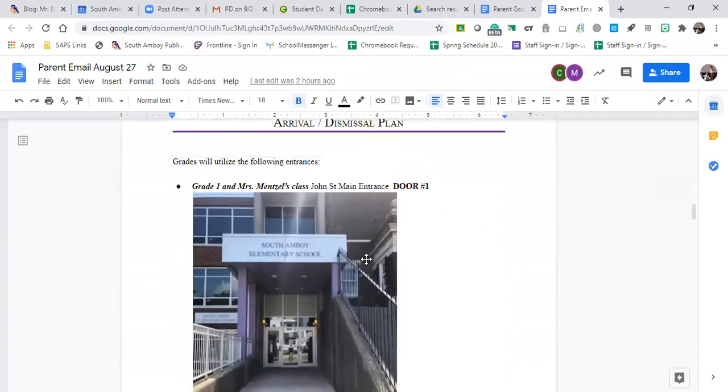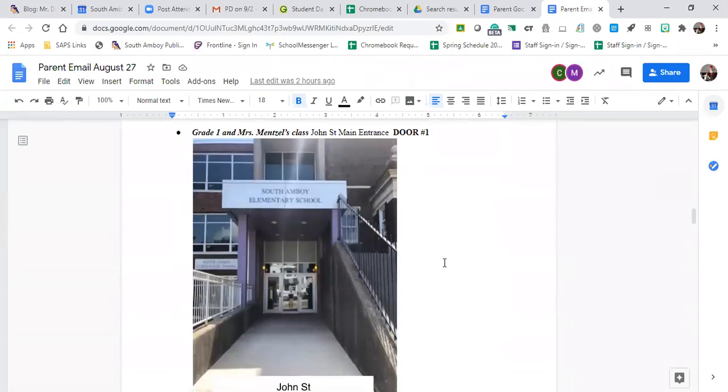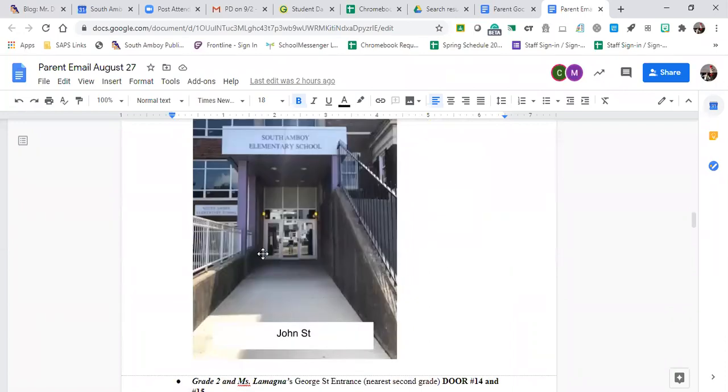Okay, so if you are grade 1, you're going to be going in and out of the main entrance, which is on John Street. If you're in Miss Mensel's class, which is a second grade class, they're also using this entrance because their room is located directly above the main entrance. Okay, so that's where the teachers will be set up. They may not be set up right inside this corridor, but they'll be set up on the grass to the left or against this wall.